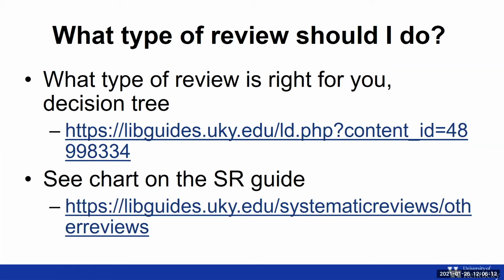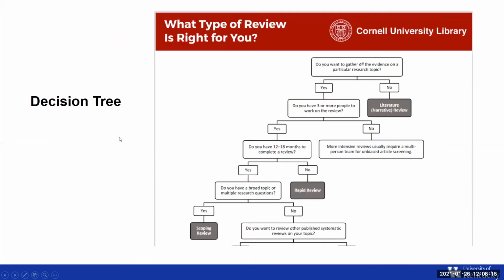There's this decision tree, which I believe is on the next slide. Yes. And this is located on our systematic review page. And you can also find it, I think he put the URL in there. And this is a really great tool developed by Cornell University where it asks you questions and kind of takes you to what type of review you are going to be doing.